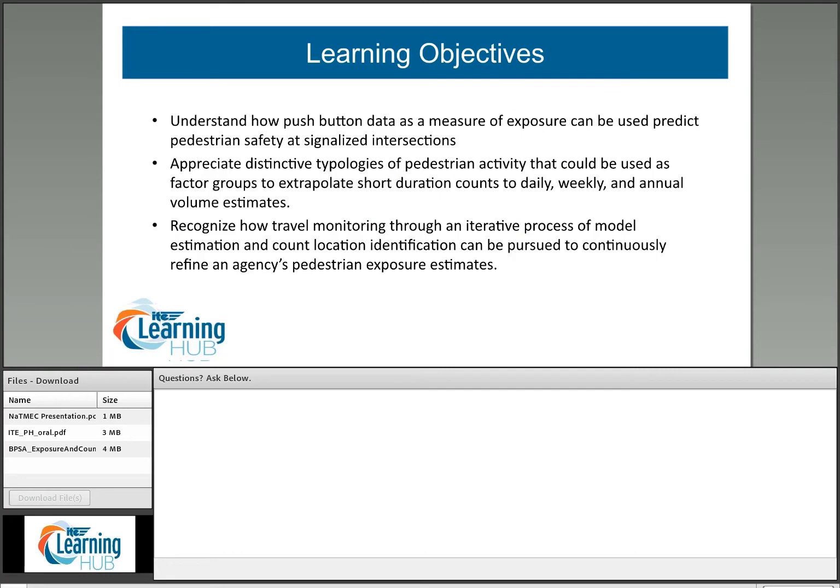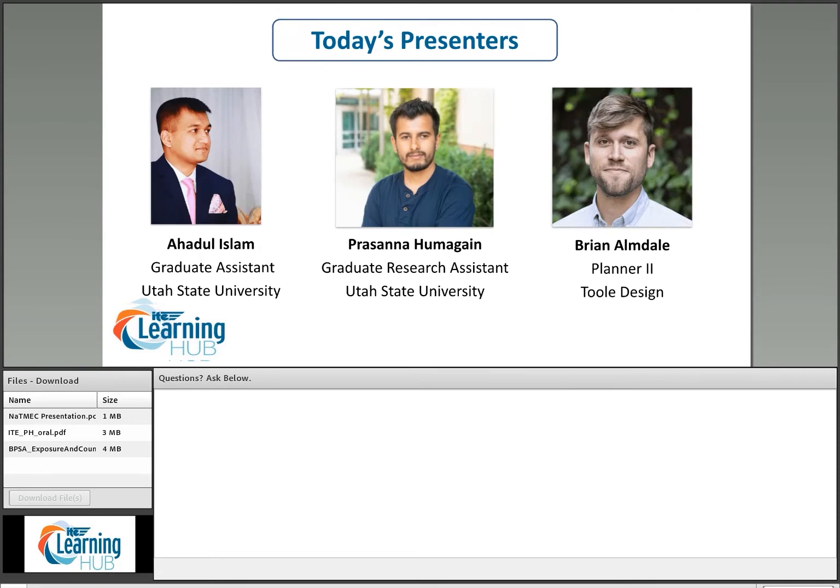The learning objectives for today's webinar are to understand how push-button data as a measure of exposure can be used to predict pedestrian safety at signalized intersections, appreciate distinctive typologies of pedestrian activity that could be used as factor groups to explore short duration counts to daily, weekly, and annual volume estimates, and recognize how travel monitoring through an iterative process of model estimation and count location identification can be pursued to continuously refine an agency's pedestrian exposure estimates.